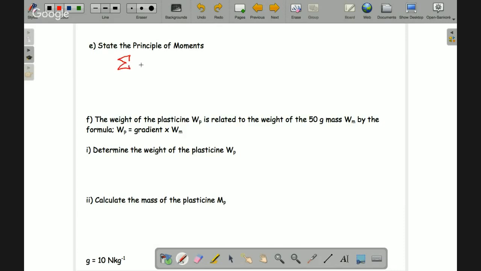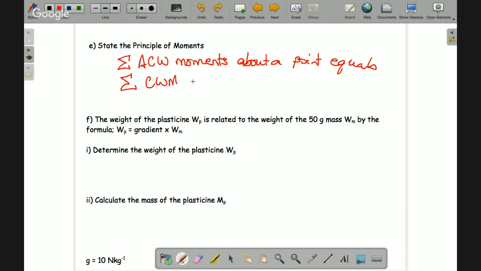The sum of the anti-clockwise moments about a point equals the sum of the clockwise moments about the same point. All right, and remember to include about the same point. Don't just say that the clockwise moment is equal to the anti-clockwise moment. You have to include about the same point.